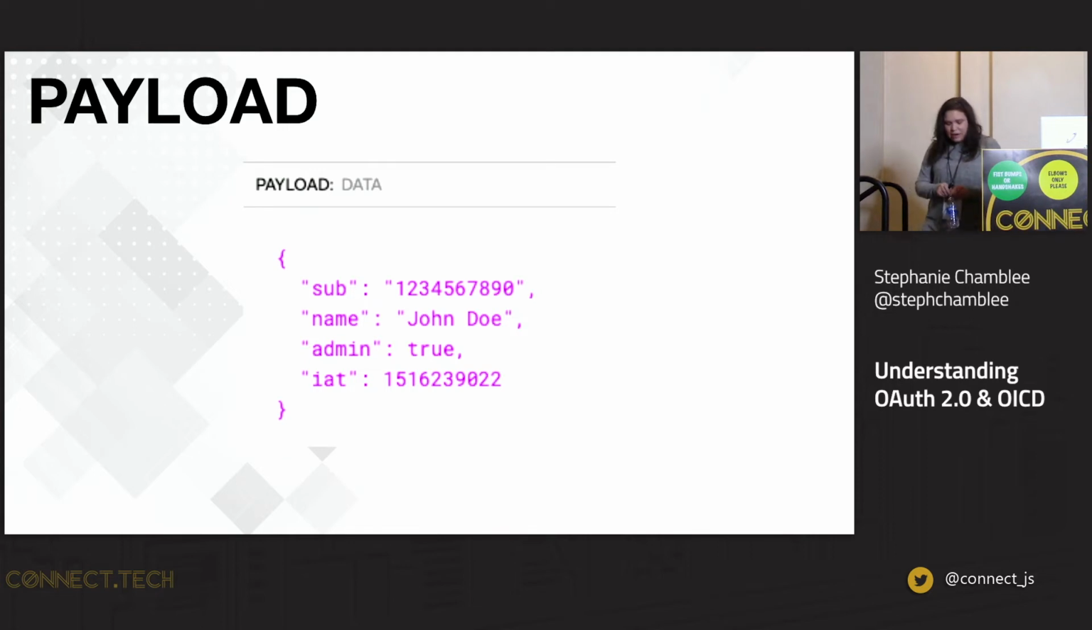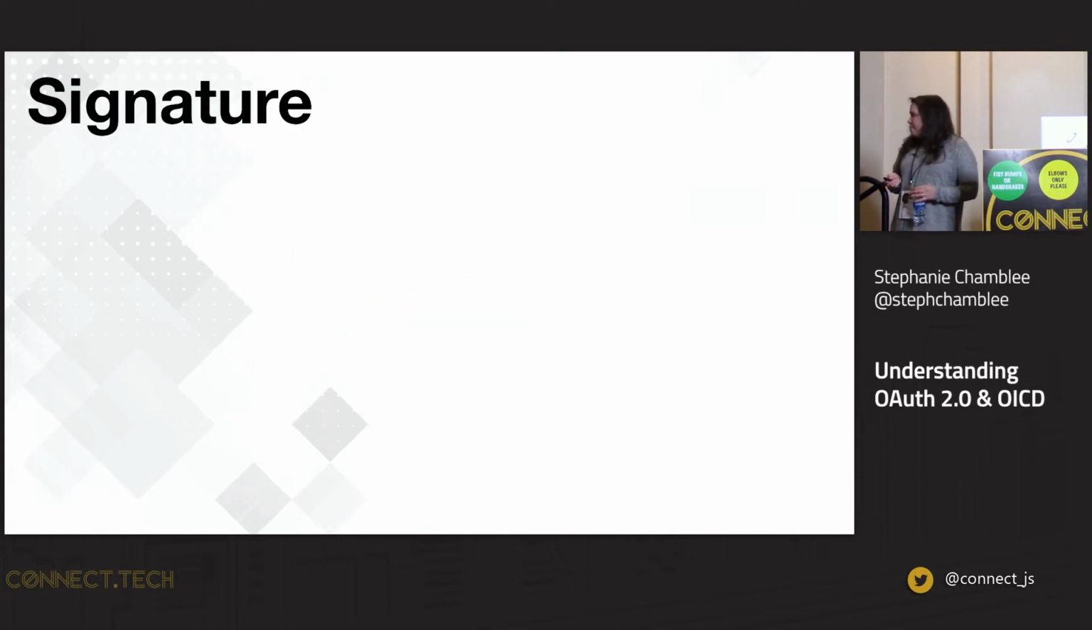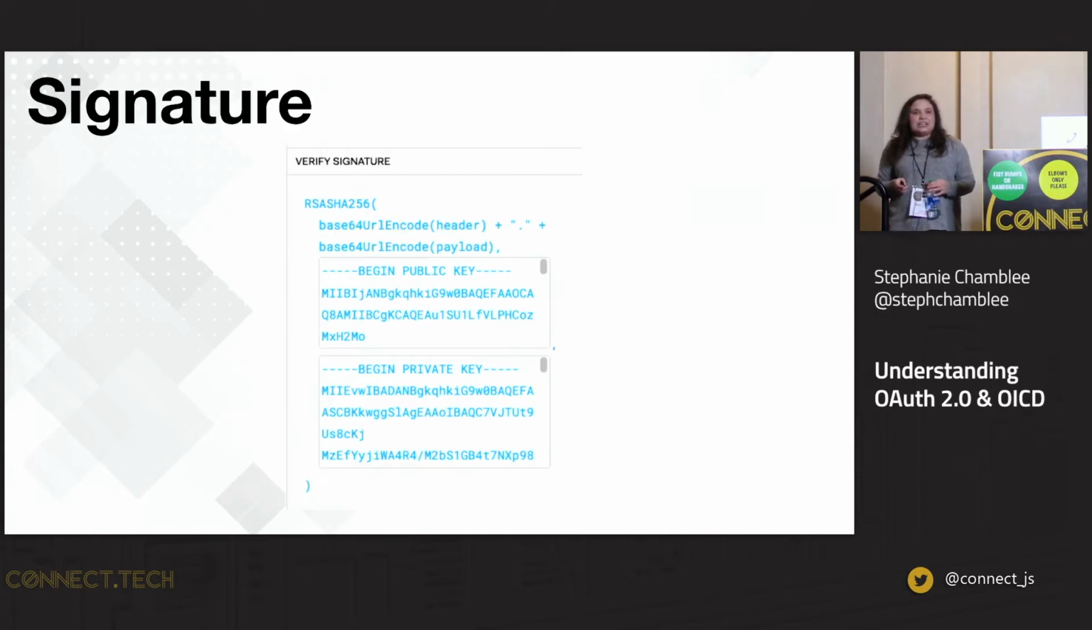For instance, an important one would be the nonce. I'll go more into this when we get to the different types of grant types, but if you have a single page application, you'll want to pay attention to that to prevent different attacks. And finally, we have the signature.